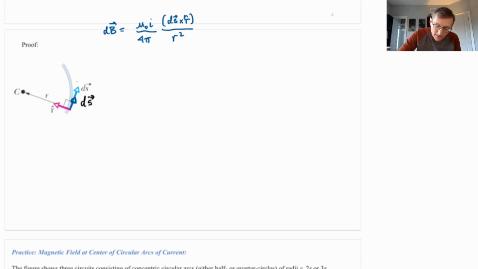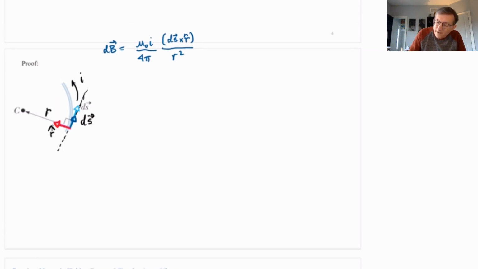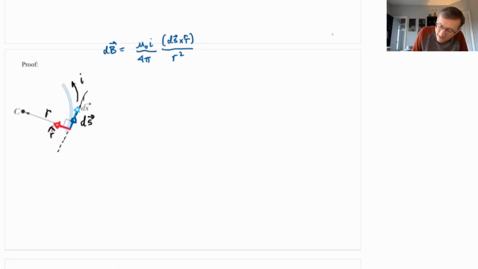Remember, the current's flowing around this way. Notice that's tangent to the wire. Then draw the distance from that element to the center of curvature. That's little r, and that'll help you draw r hat, because that points along little r from the element towards the center of curvature. Now let's use the right-hand rule and ds cross r hat to get the direction of dB.